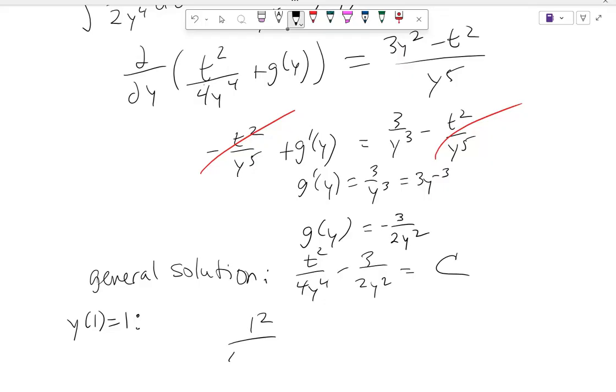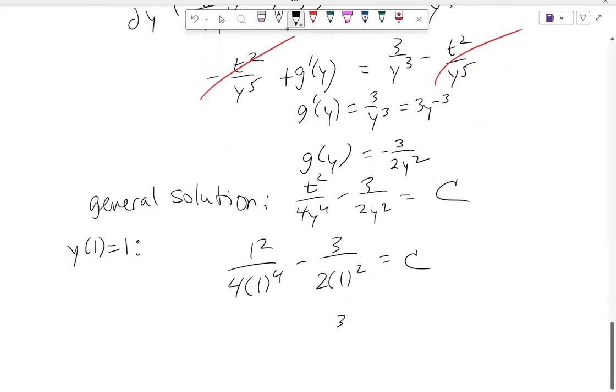1 squared over 4 times 1 to the fourth, that's a minus, 3 over 2 times 1 squared equals a constant. It's pretty easy. We just need to simplify the arithmetic. 12 over 4 is 4, which is 8 halves. Excuse me, try that again. 12 over 4 is 3, which is 6 halves, minus 3 halves is just 3 halves.